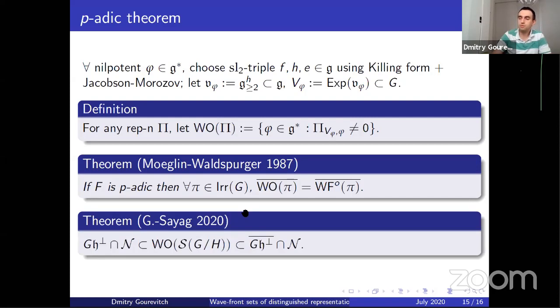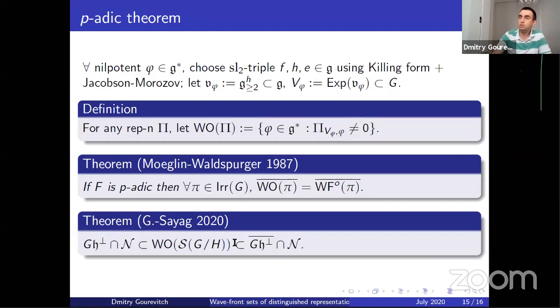Now, our theorem is actually the following. Being H-distinguished is equivalent to being a quotient of the space of Schwartz functions on G mod H. And Mœglin and Waldspurger translate wavefront set to Whittaker orbits. So the WO of Schwartz functions, we proved that it includes the nilpotent cone intersected with GH perp and is included in the closure of GH perp, intersected with the nilpotent cone, because by definition we start with a nilpotent phi. So that's what we proved. But it translates due to Mœglin and Waldspurger.